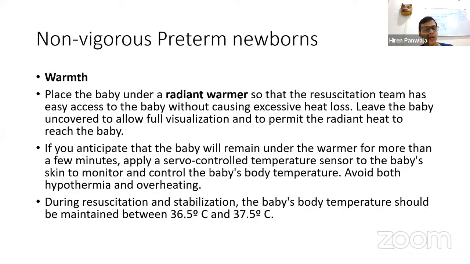Usually all the delivery areas where we are expected to resuscitate a baby should have a radiant warmer, so that the resuscitation team can easily access the warmer and have the baby in the radiant warmer, causing the least heat loss. We should leave the baby uncovered to allow full visualization and to permit the radiant heat to reach the baby. If we anticipate that the baby will remain under the warmer for more than a few minutes, we can put the warmer on a servo control mode and apply the temperature sensor to the baby. Otherwise, we can just use a manual mode.